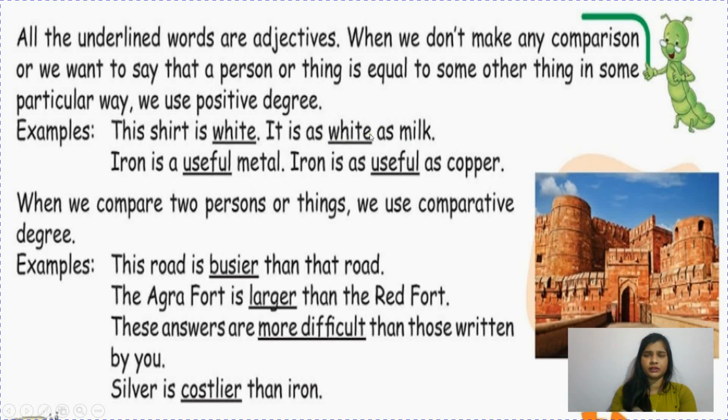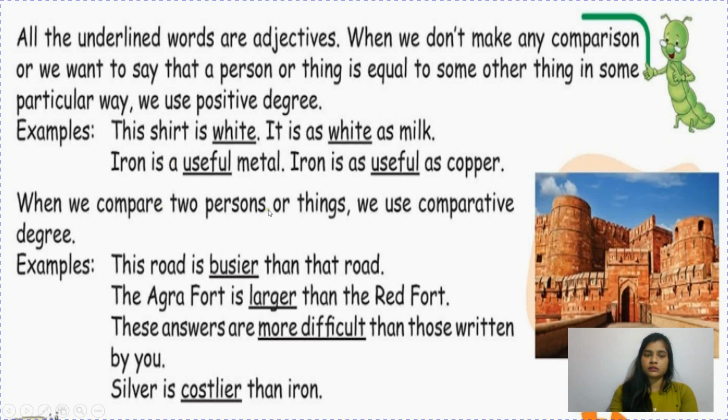When we don't compare, or when two things are absolutely the same, then we use the positive degree. Iron is a useful metal. Iron is as useful as copper. Children, have you noticed here we have written a, because in positive degree we use an article, a or an.